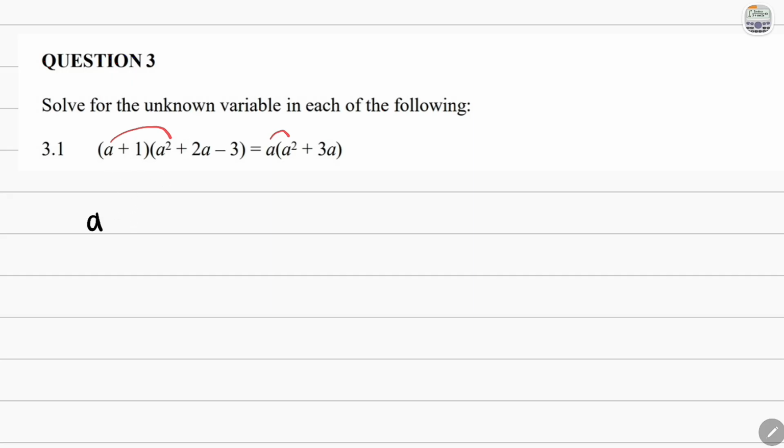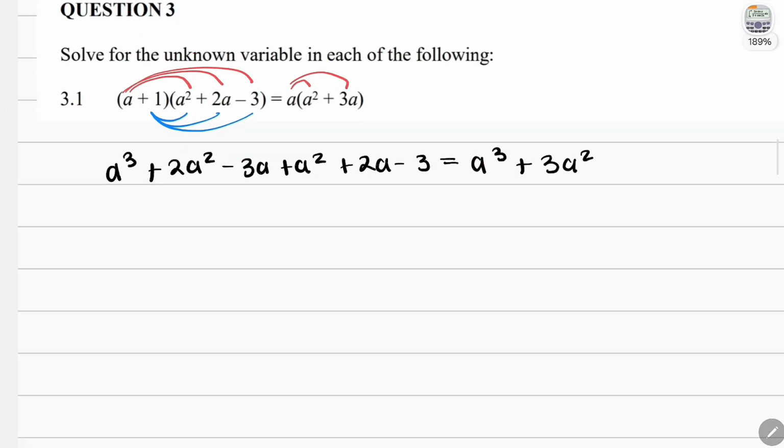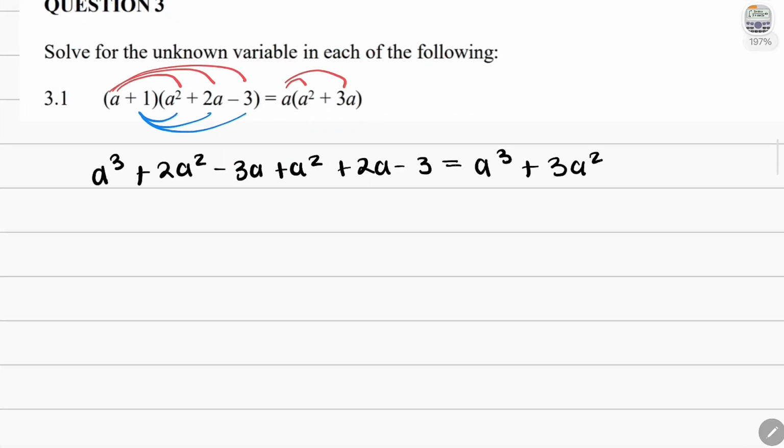So we multiply in and we get a to the power of 3. And then we get positive 2a squared. And then lastly, a times negative 3 is minus 3a. Okay, and then the 1 with everything else. And of course, all of those will just stay the same. So it's going to be plus a squared plus 2a minus 3 is equal to, and distribute here as well. So this is a to the power of 3 plus 3a squared. Okay, so you see that a to the power of 3 and a to the power of 3, they would cancel because you would take 1 over.